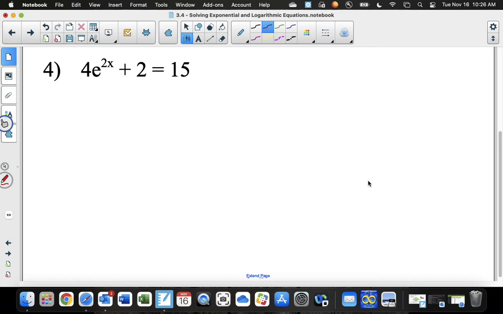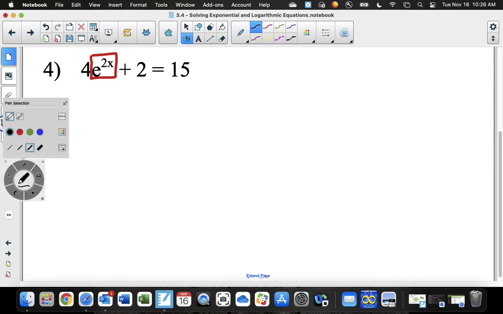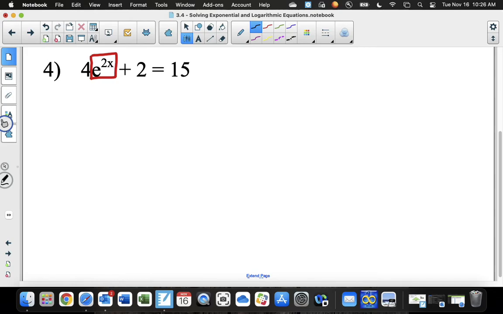So now, those other 2 examples, we didn't have to isolate. It was already by itself. This one, we need to get the base with the exponent by itself. I need to get that e to the 2x by itself before we switch forms from exponential to logarithmic. Okay? Which means I need to get rid of the 4, and I need to get rid of the plus 2. So as we do that, it's just like solving any other equation. Subtract the 2 to the other side. So we've got 4 times e to the 2x equal to 13.